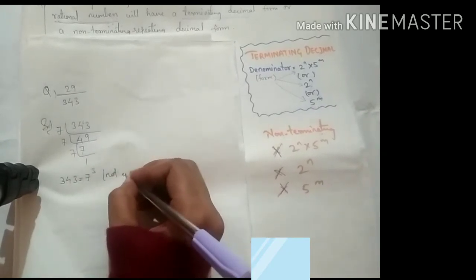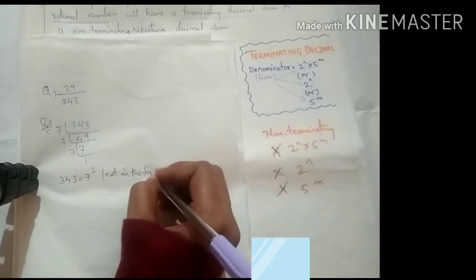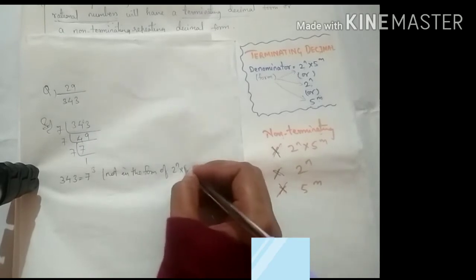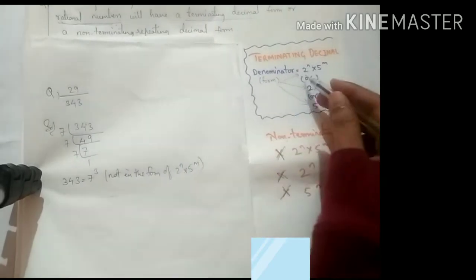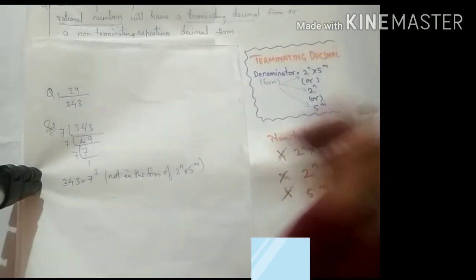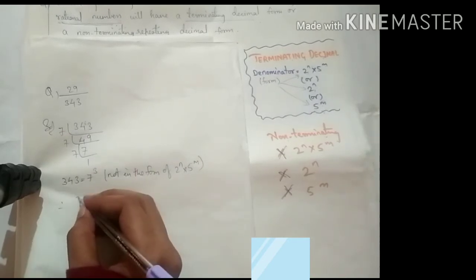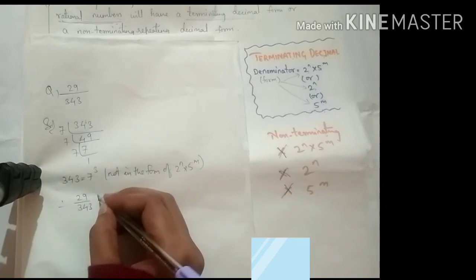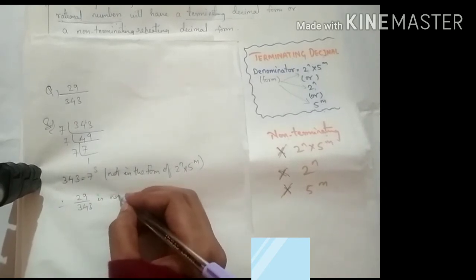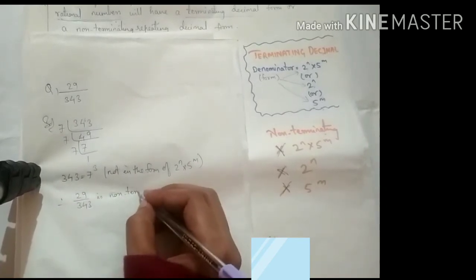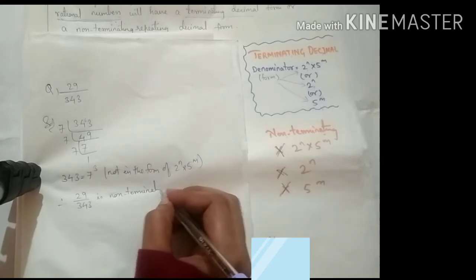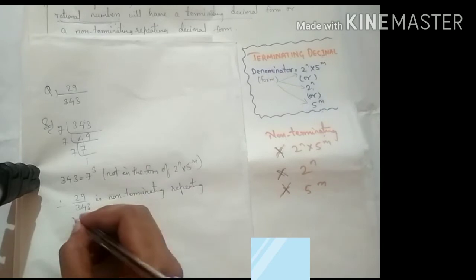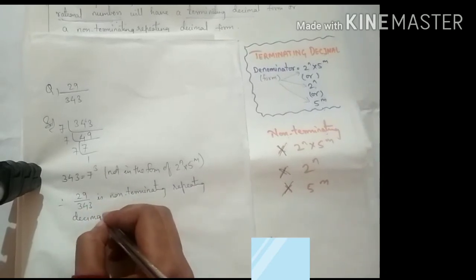So here we can say that it is non-terminating decimal because it is not in the form of 2 power n into 5 power m. It does not satisfy the condition, so it is a non-terminating repeating decimal.